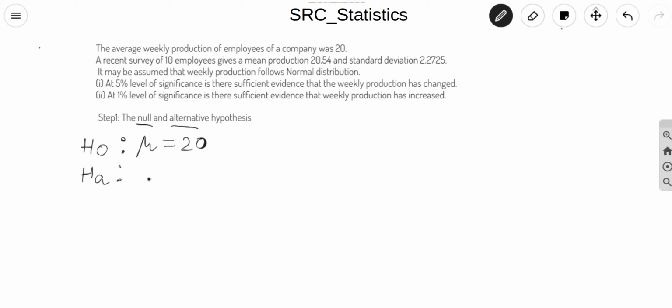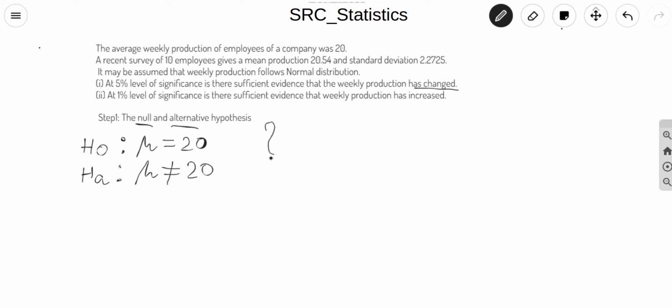What is the question? At 5% level of significance, is there sufficient evidence that weekly production has changed? It has changed, so we have to test whether mu has changed or not. It is not mentioned whether mu has decreased or increased. When it is only changed, we put the not equal to sign. That is, mu equal to 20 is the null hypothesis, and mu not equal to 20 is the alternative hypothesis.